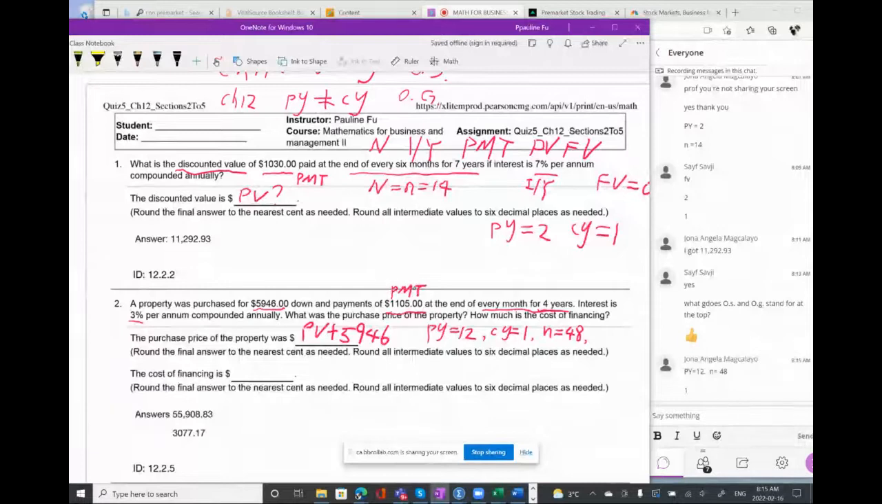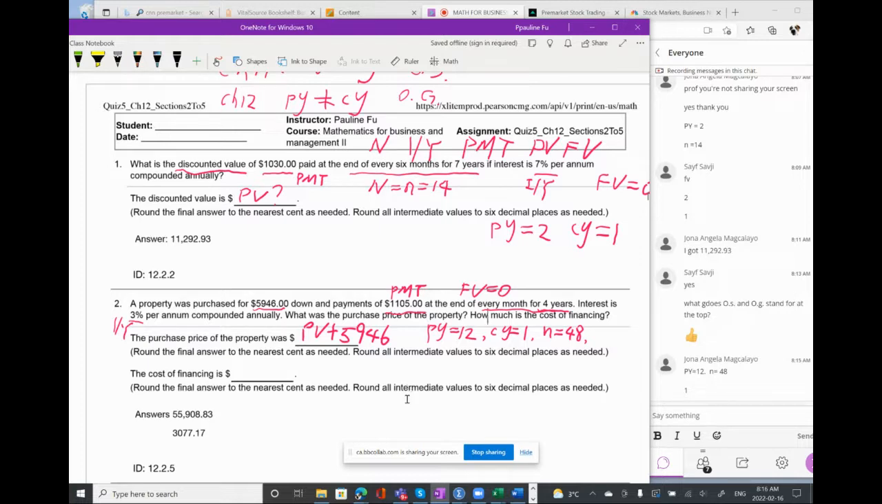And then PMT is $1,105. Anything else do we need? IY, interest. Again, we need FV, which is 0, because we need 4 numbers in order to calculate PV. Okay, so now pull out your calculator. Remember, for the final answer, after PV you have to add $5,946 to get the purchase price.